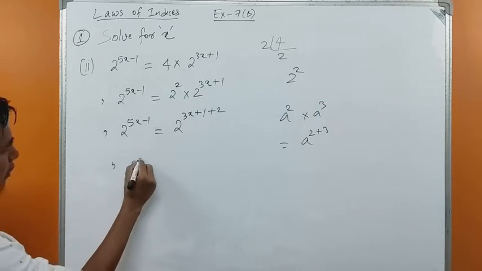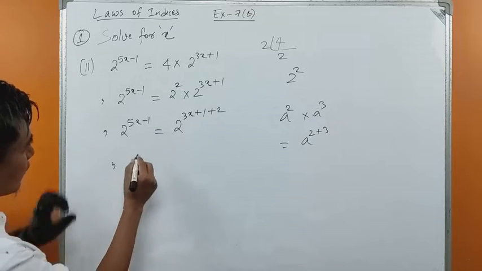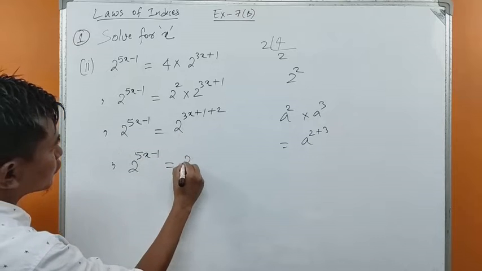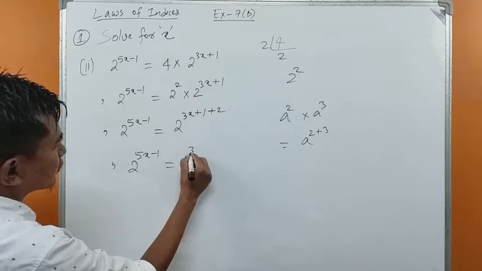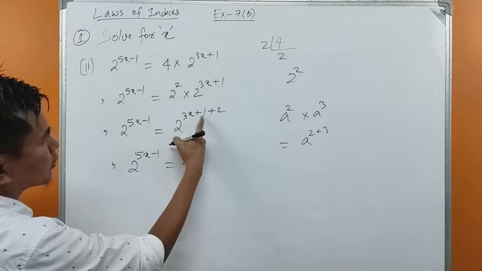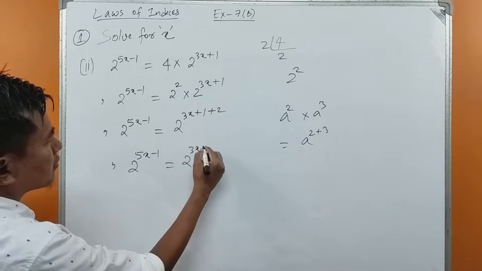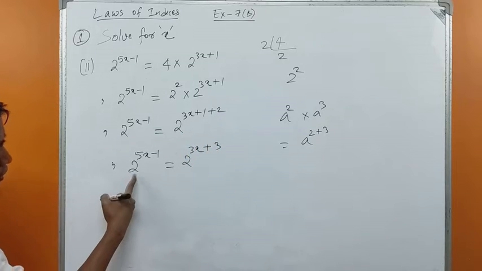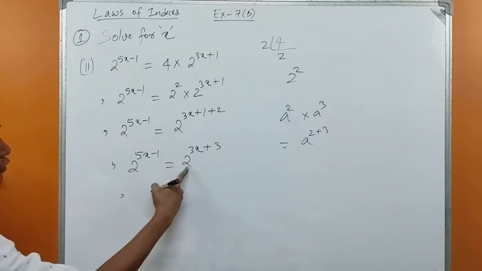So 2 to the power 5x minus 1 equals 2 to the power 3x plus 1 plus 2. You can see plus 1 plus 2, same sign means numbers get added up, so 1 plus 2 is 3, isn't it? You can see the bases are same here, 2 and 2.